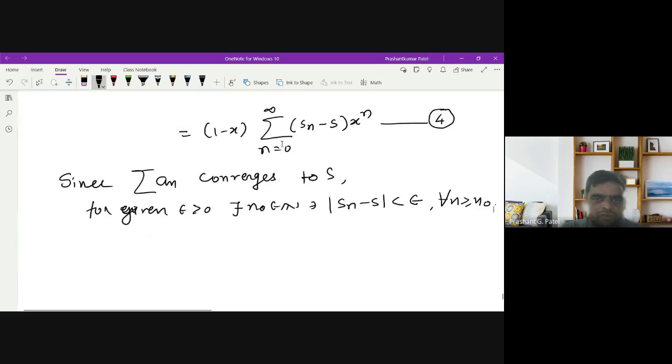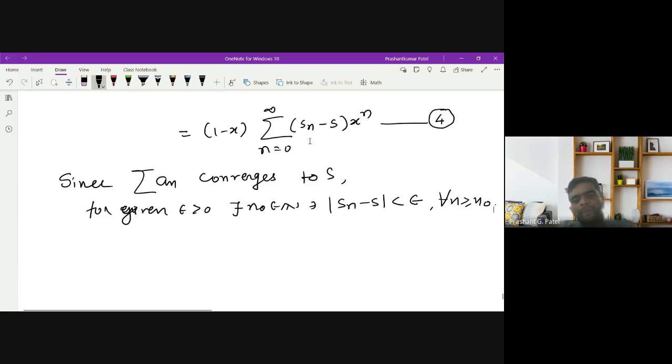we start with 0 to infinity. So after n0, this is tending to infinity. If I split this summation into two parts, one starts with 0 to n0, another starts with n0 to infinity. Then we have already achieved that from n0 to infinity, this summation tends to 0.